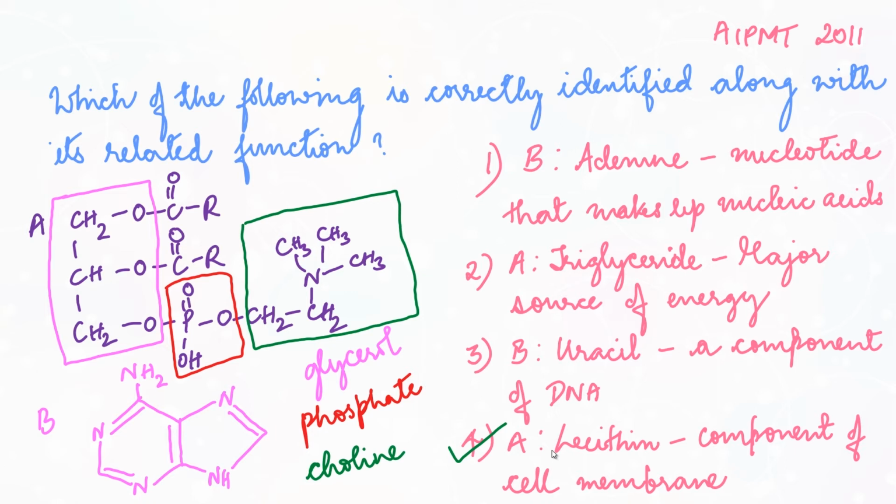Let's look at option 3 and see how that's not right. B is uracil. No, it is not. We already agreed that it is adenine. But even if you do not know that, you can still rule this out because it says it is a component of DNA. Uracil is not a component of DNA. Uracil is a component of RNA. So knowing that aspect of it, you can rule out option 3.